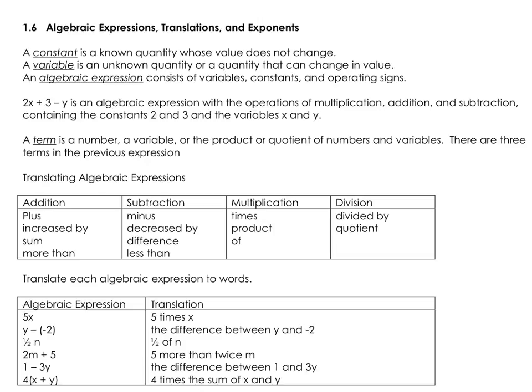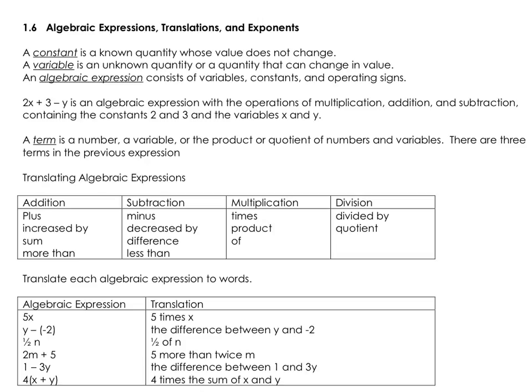So we need to know how to translate algebraic expressions. If we see the word plus or the phrase increased by, those mean addition. So does sum. If you see the word more than, it means addition. What are different ways you can say subtraction? You can say minus, decreased by, difference, or less than.